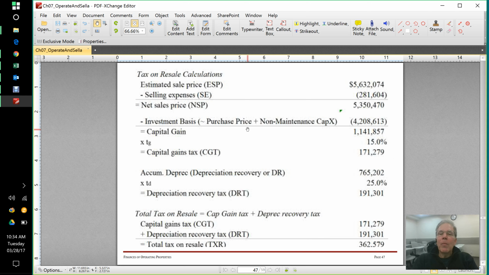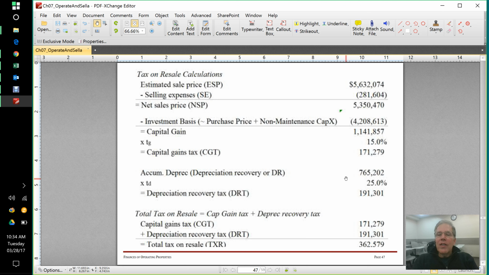There's a little more to say about this. The investment basis in this case is just the purchase price. But what if they decided to improve the property along the way in year 3 and add a story to the building, make it a 3-story building? That would be non-maintenance CapEx. That would be a capital improvement. So they'd have to throw in the cost of that to their investment basis.